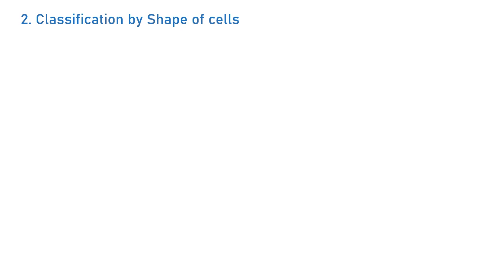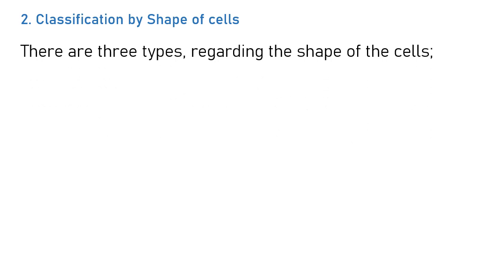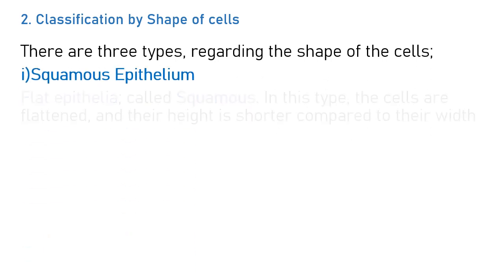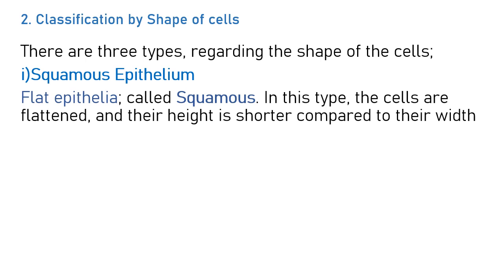We talked of the layers, now we're talking about the shapes. So there are mainly three shapes of how epithelial cells appear. The first one is squamous epithelium. Squamous means flat epithelium. So flat means it's called squamous. In this type, the cells are actually flattened and their height is shorter compared to their width, right?